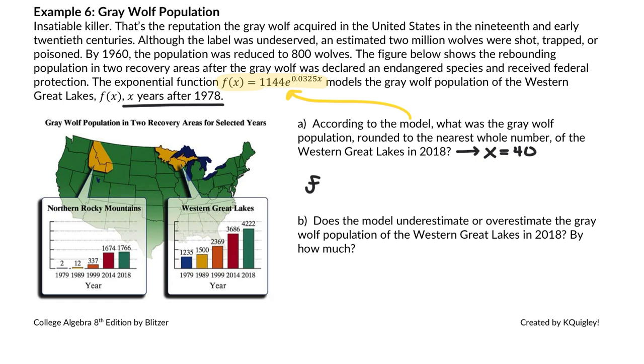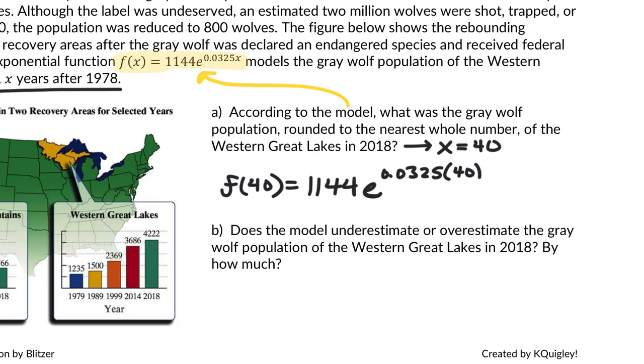So we would do f of x, f of 40, equal to 1,144 times e to the 0.0325 times 40. And here's where it gets fun. Let's see if we know how to type that in our calculator. Because we have this natural base e, we have to find that button on our calculator. So follow along with me.